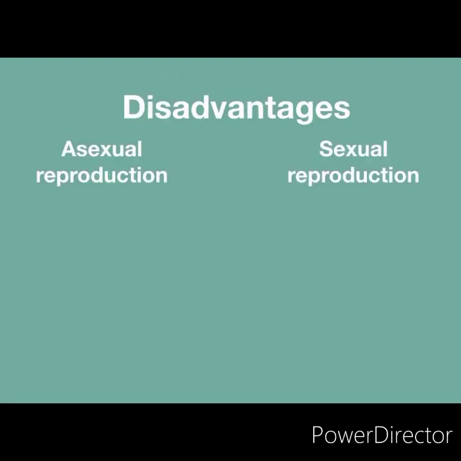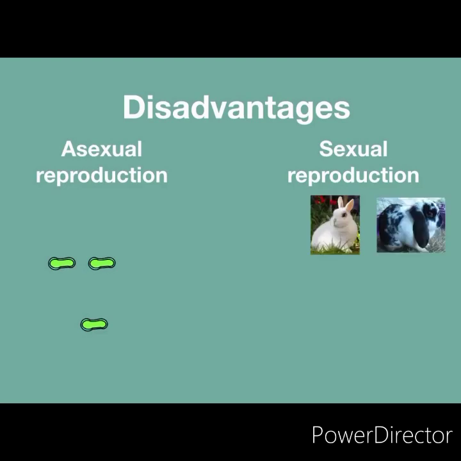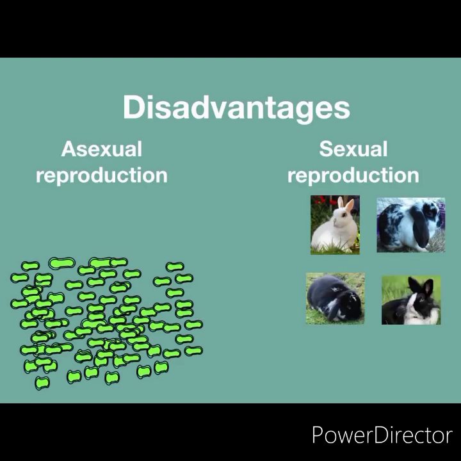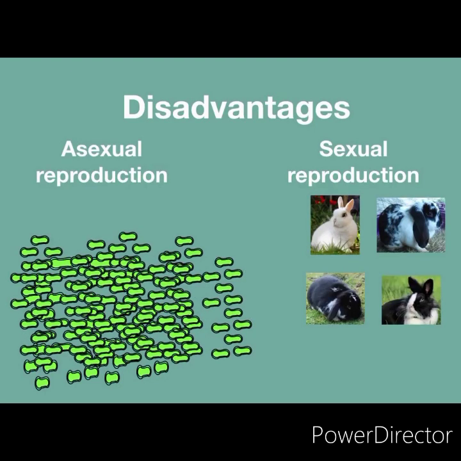However, because it does require two parents, it takes a lot longer to increase the population than with asexual reproduction. Recovering from a major environmental change could take a long time.